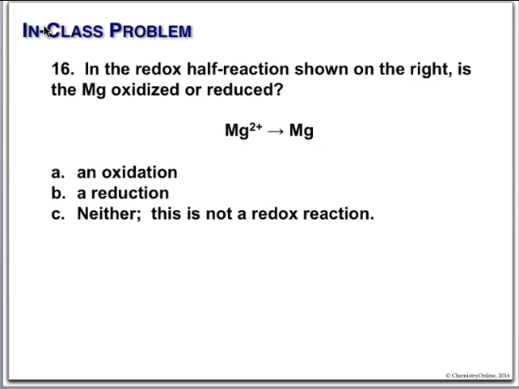All right, here we go on the other way. We have magnesium +2 going to magnesium. In order to do that, have we gained electrons or lost them?